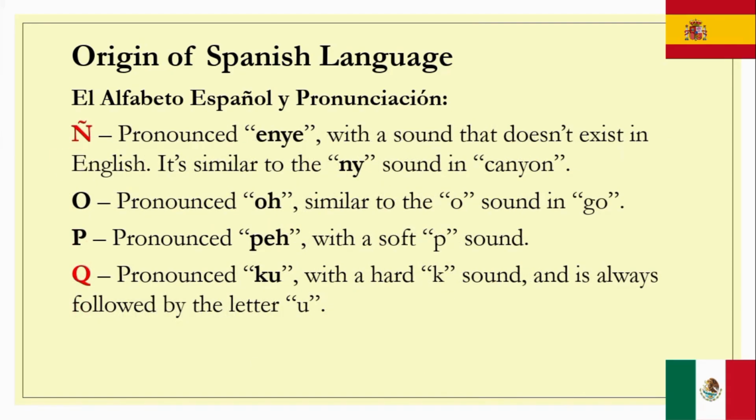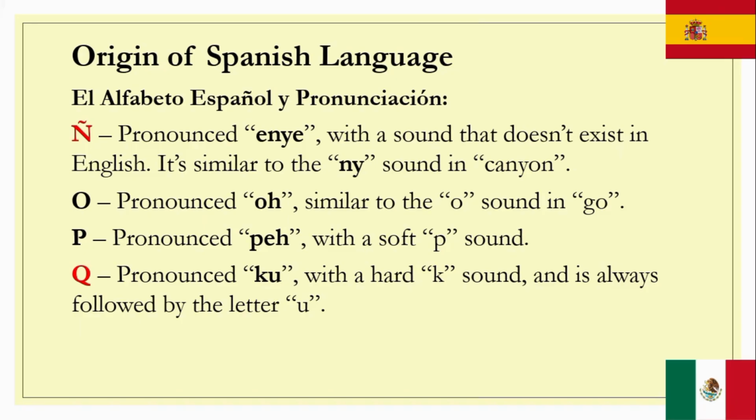Also, if you're a Filipino, particularly in vowels, it is exactly the same pronunciation like A, E, I, O, U, even the consonants and enye. So now we have enye that is pronounced enye with a sound that doesn't exist in English. It's similar to the NY sound in canyon or onion. Okay, then O pronounced as O, similar to the O sound in go.